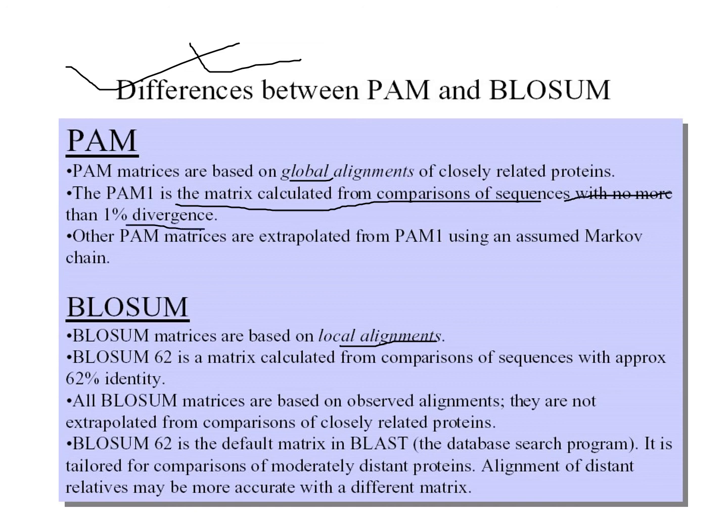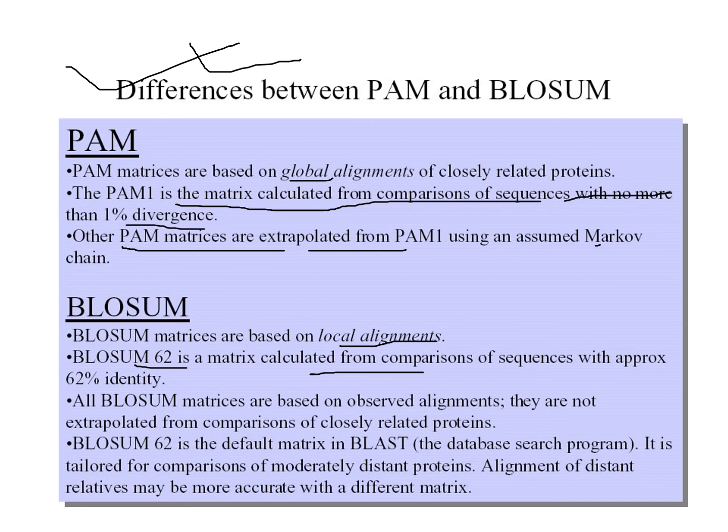Other PAM matrices are extrapolated from PAM1 using an assumed Markov model chain. Talking about BLOSUM 62, it is a matrix calculated from comparison of sequences with approximately 62% identity. So this basically shows the percent identity, and this shows the mutation rate.